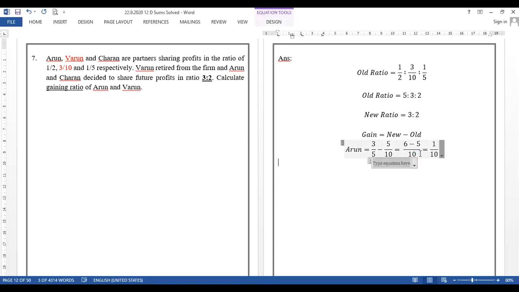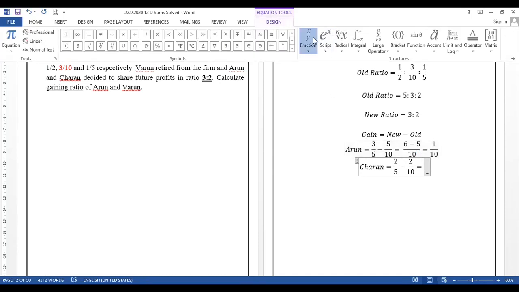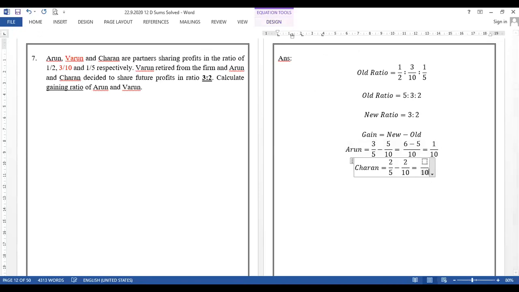That is Arun, and then Charan. Charan's new share can be seen as 2/5, minus old share 2/10. So this will be equal to, again the LCM will come to 10. So 5 2s are 10, 2 2s are 4, minus 2. So this will be equal to 2/10. So finally, if I need to mention the gaining ratio, the gaining ratio is 1:2. That's all for the sum.